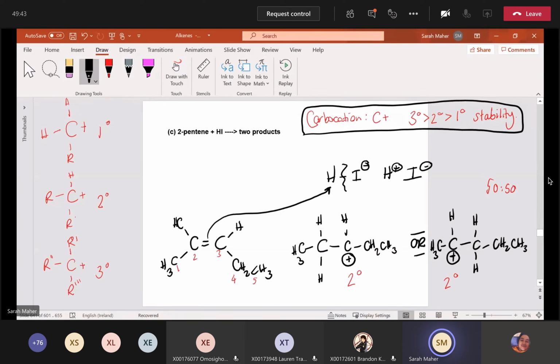So if, for example, we had CH3, so if our compound was 2-methylpent-2-ene, we would have a CH3 here. Right? So I'm actually going to take this here too.